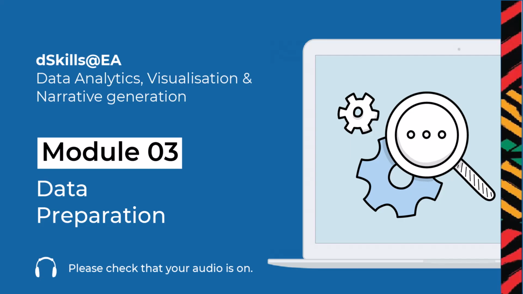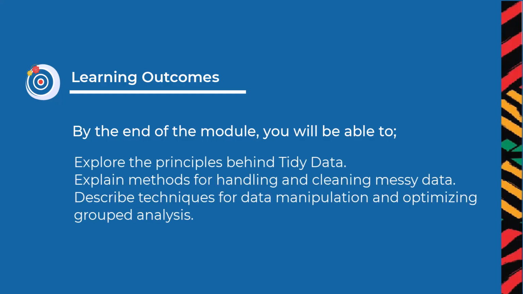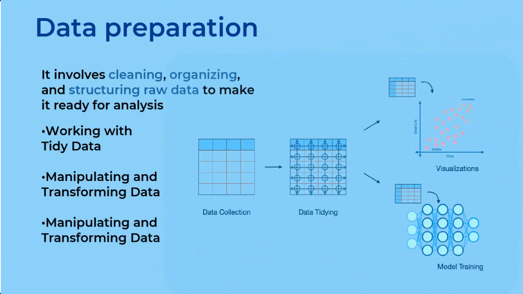The objectives of Module 3 are to explore the principles behind tidy data, explain methods for handling and cleaning messy data, and describe techniques for data manipulation and optimizing grouped analysis. Data preparation is a crucial step in the data analysis process. It involves cleaning, organizing, then structuring raw data to make it ready for analysis.